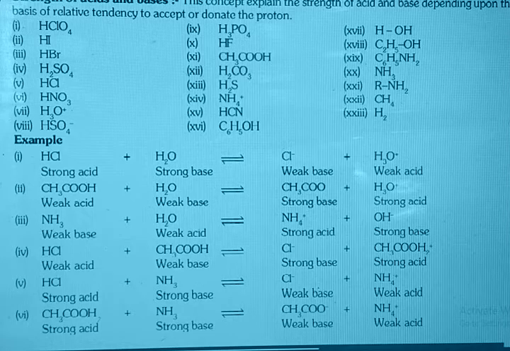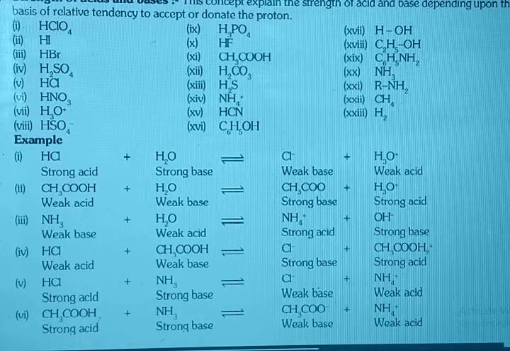Some examples: hydrochloric acid when treated with water gives Cl minus and H3O plus. Acetic acid treated with water gives CH3COO minus, a strong base, and H3O plus is a strong acid. Weak base ammonia plus water gives ammonium ion, a strong acid, and OH minus, a strong base. Similarly, HCl and acetic acid give Cl minus and CH3COOH2 plus. This is how they are converted into strong acid and strong base.